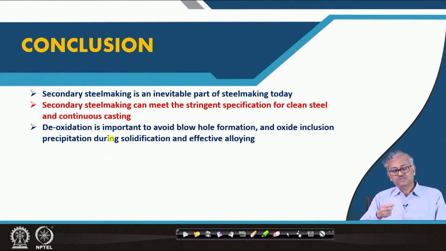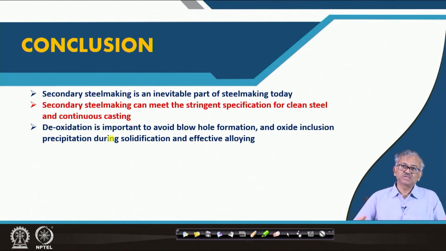The enrichment of oxygen at the interface can also react with other impurities, forming some undesirable oxides, so it can form inclusion oxides. Those things will happen. So you have to have a deoxidation, otherwise you cannot cast that steel.